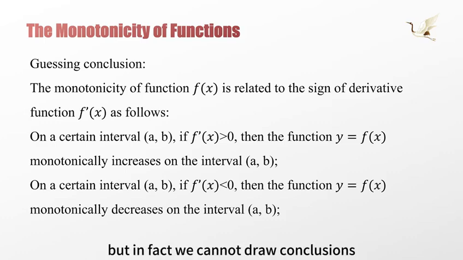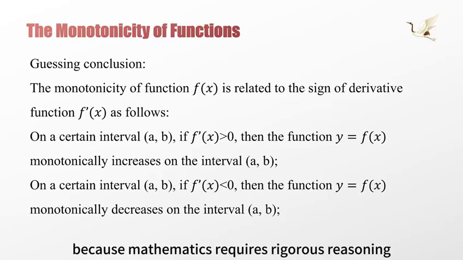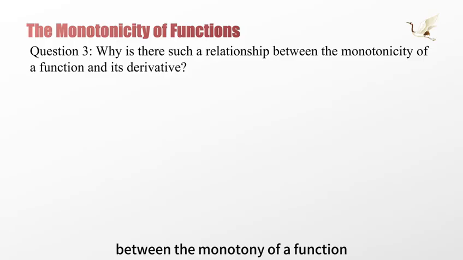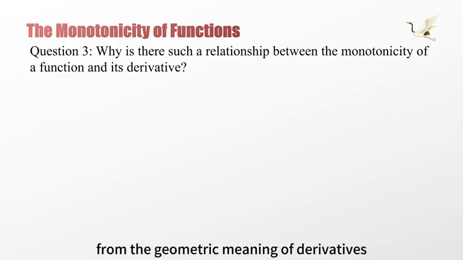But in fact, we cannot draw conclusions based solely on these few examples, because mathematics requires rigorous reasoning and argumentation. So please think about it. Why is there such a relationship between the monotonicity of a function and the sign of its derivative? We can actually explain it from the geometric meaning of derivatives.